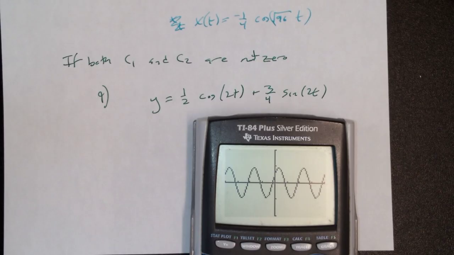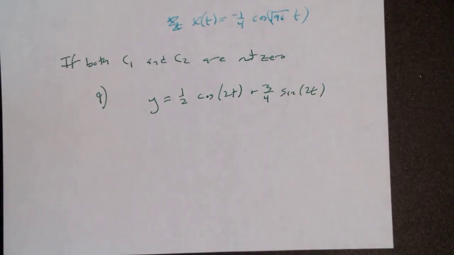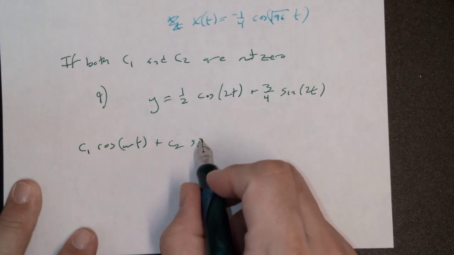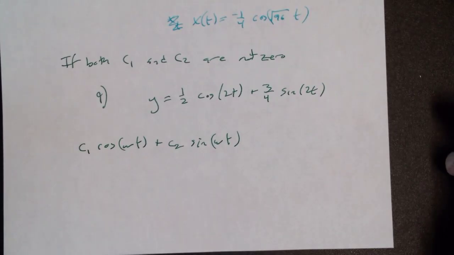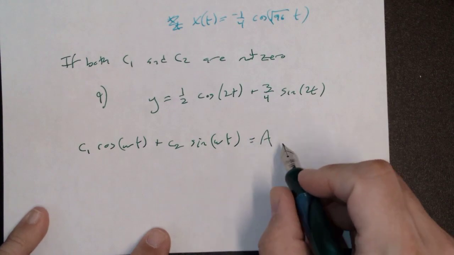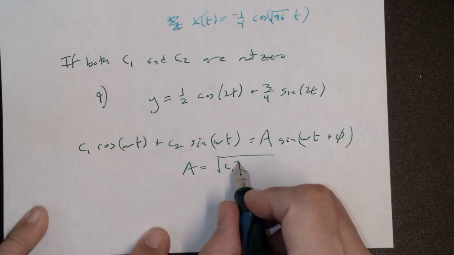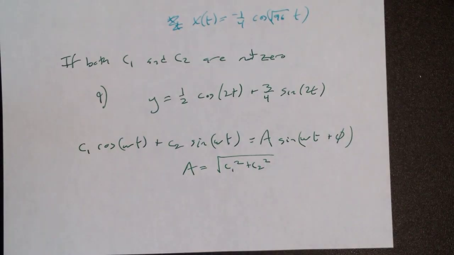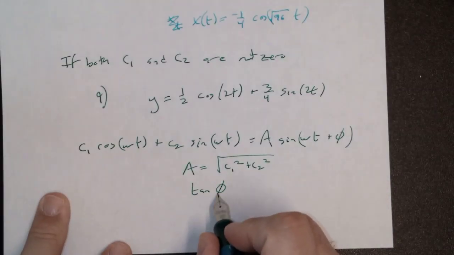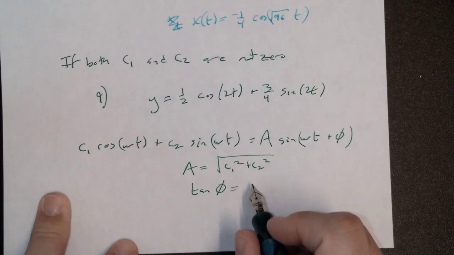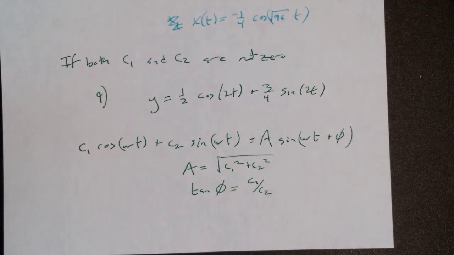In trig class, we talked about amplitude and period and phase shift. That's a phase shift. It turns out C1 cosine omega t plus C2 sine omega t can be written two different ways. It can be written as A sine of omega t plus phi, where A is the square root of C1 squared plus C2 squared. Our amplitude grows, and phi is our phase shift. Tangent of phi is, wait a minute, tangent, C1 over C2.